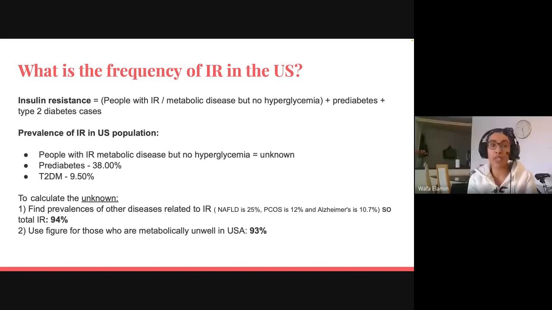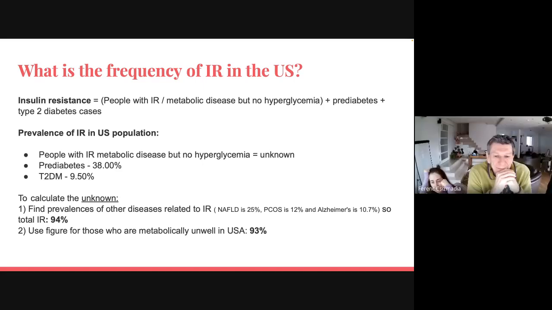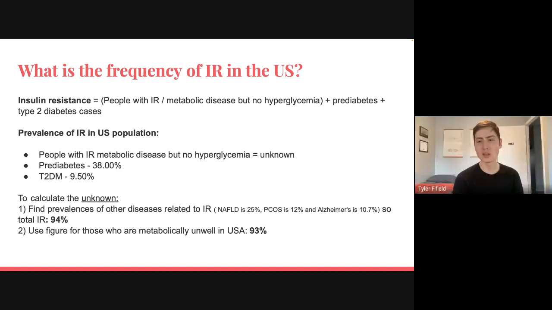Yeah, absolutely. Which is why I think we could use the second figure, those who are metabolically unwell, and have that as a range. Either way, we know our potential estimate is in the 90s. We can do 93 with an asterisk next to it. Question mark.